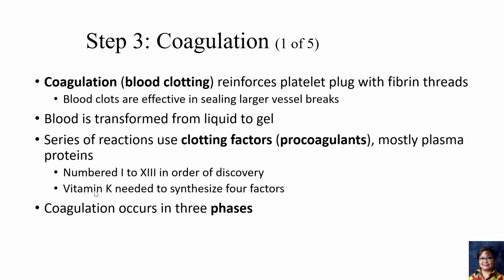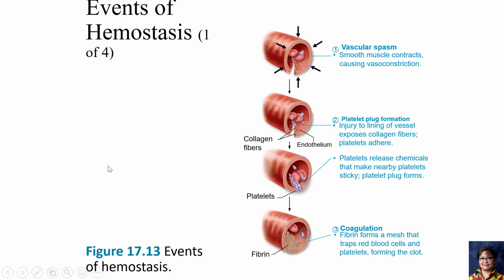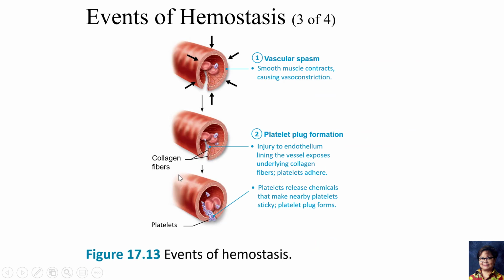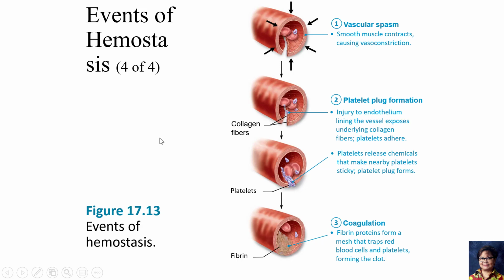Okay, you have plenty of coagulation factors, and they occur in 3 phases. All right. So these are the events in hemostasis, and that picture right there is just telling you exactly how it works. But we're past that, and these pictures are helpful for you to be studying it again.